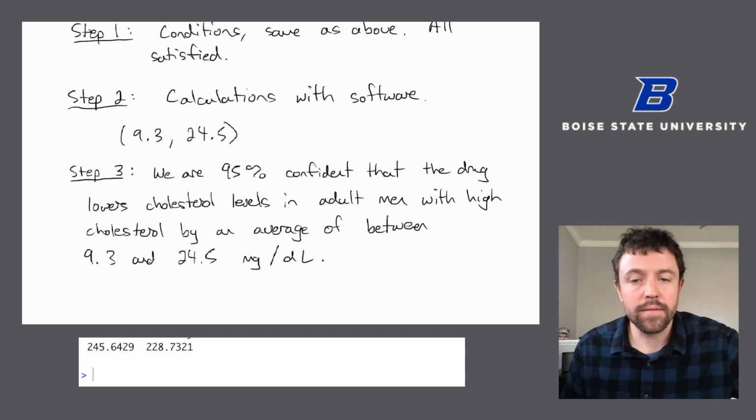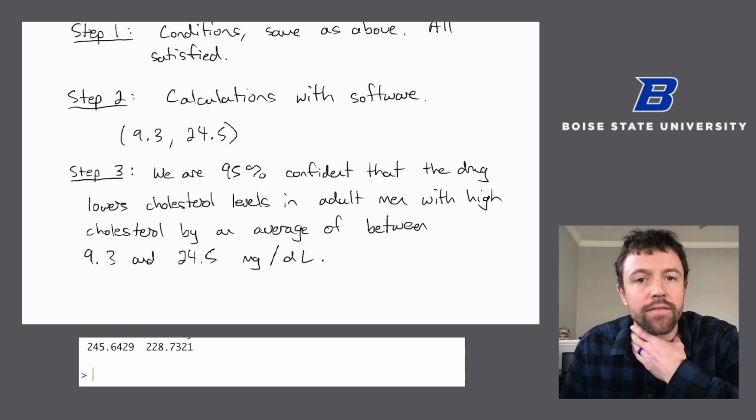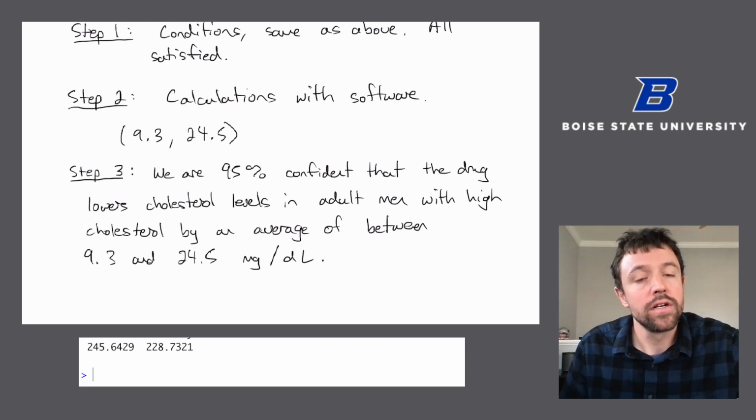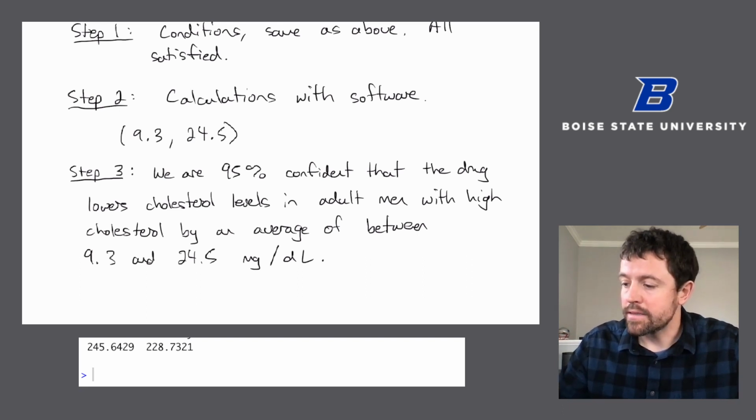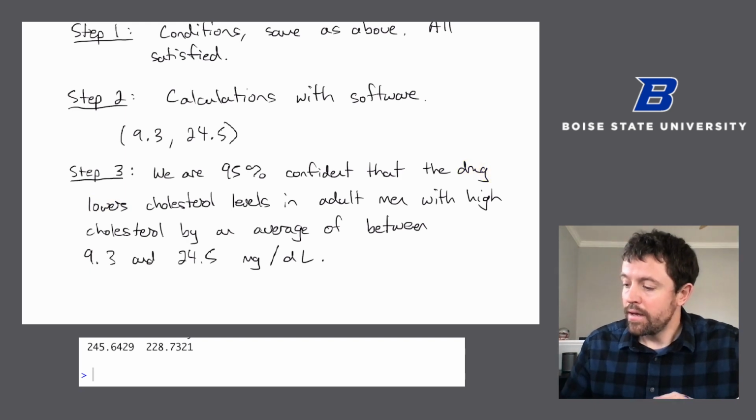So I'll read back over that to make sure it makes sense. Although, I don't really know what milligrams per deciliter are. It's some measure of concentration. We are 95% confident that the drug lowers cholesterol levels in adult men with high cholesterol by an average of between 9.3 and 24.5 milligrams per deciliter. That seems reasonable to me. Again, the drug lowers, implying causation is okay because it's from an experiment. So we're done with the confidence interval.